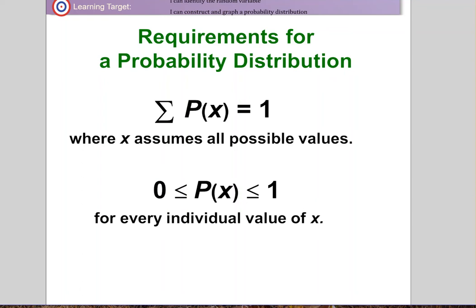We talked about this in Unit 2, that probabilities are always between 0 and 1, because 1 is for certain and 0 is not going to happen. So you can't have a negative probability or a probability greater than 1. It's not a distribution if you do.